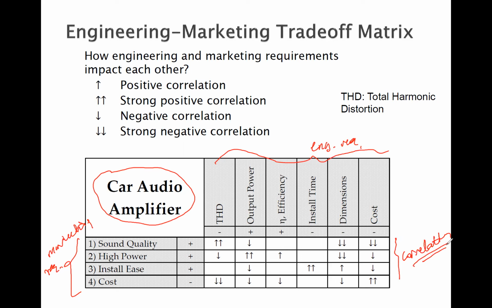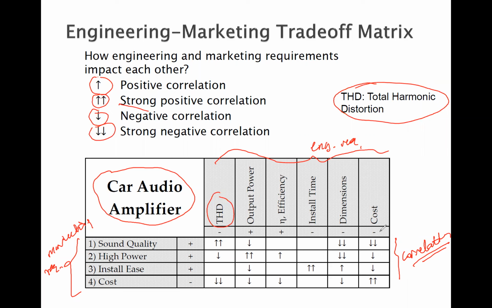Here, if there is a positive correlation, we use an upward arrow. And if there's a negative correlation, we use a downward arrow. If these correlations are strong, then we use a double arrow, upward or downward. Engineering requirements might not be easy to understand sometimes. For example, here, total harmonic distortion. This could be a very technical concept for you, but this is an important requirement for an audio amplifier.